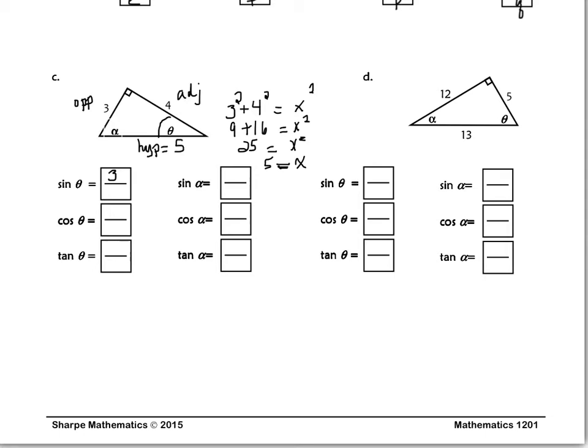So sine, go back to sine now. Sine is opposite over hypotenuse, would be 3 over 5. Cosine would be adjacent, which is 4, over the hypotenuse, which is 5. And tan would be opposite over adjacent, which is 3 over 4.